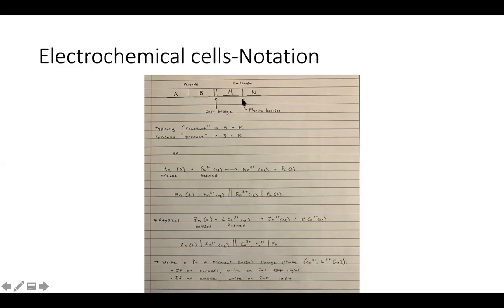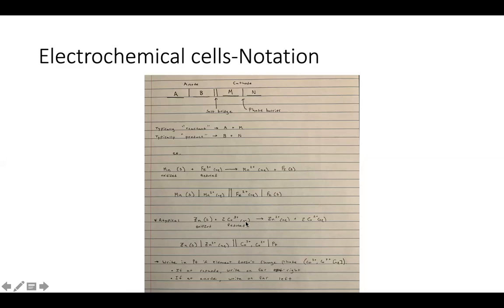Now, when we look at our cathode portion, it actually gets a lot more complicated. Because we typically write this single line at a phase barrier, right? Which means we change from one state to another, aqueous to solid, or solid to aqueous if you're looking at zinc in this atypical example. That was the phase transition from solid to aqueous.